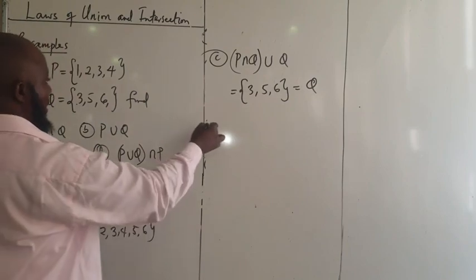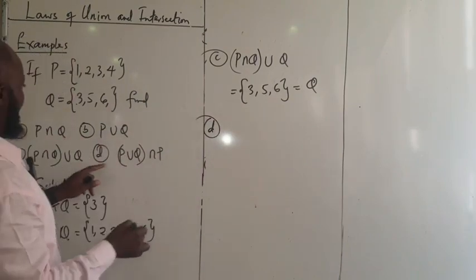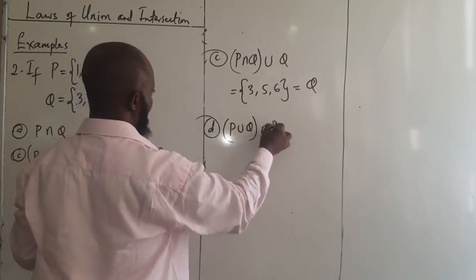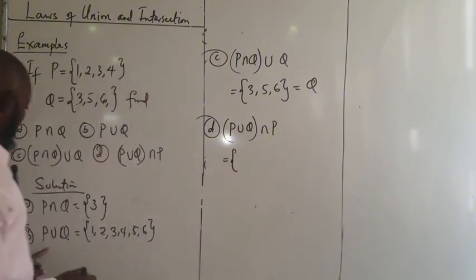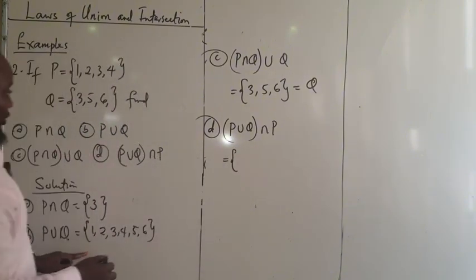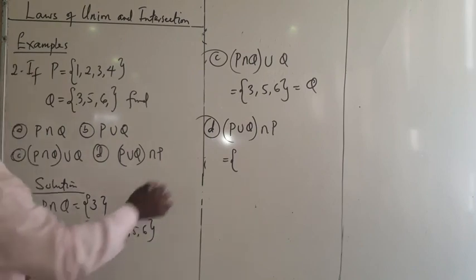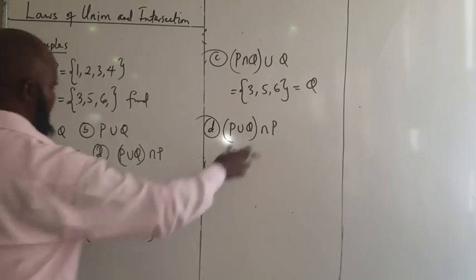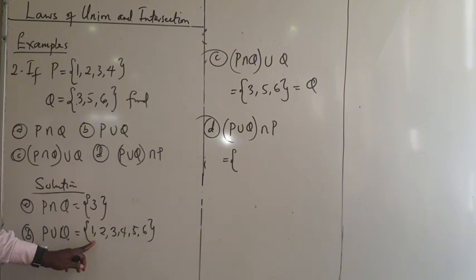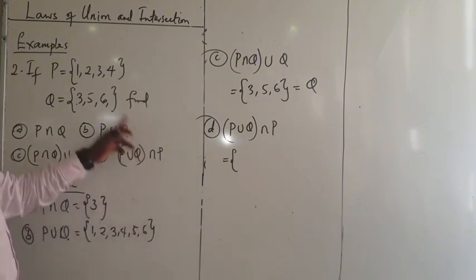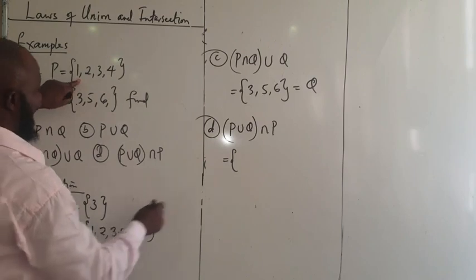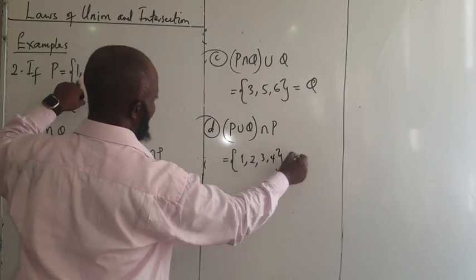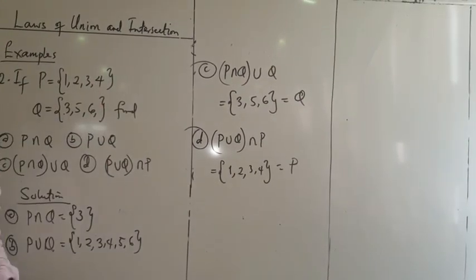Q. Then D as well too. So we have P union Q, then intersection P. So we're going to have P union Q is this, then intersection P. So we are looking at where P union Q and P intersect. This is going to give us absorption law. So the answer here will also give us what? P. So let's look at it together. So P union Q is this, intersection P. So that's going to give us where they are intersecting. So P 1, 2, 3, 4, which is the same thing as P. So it's also an absorption law.